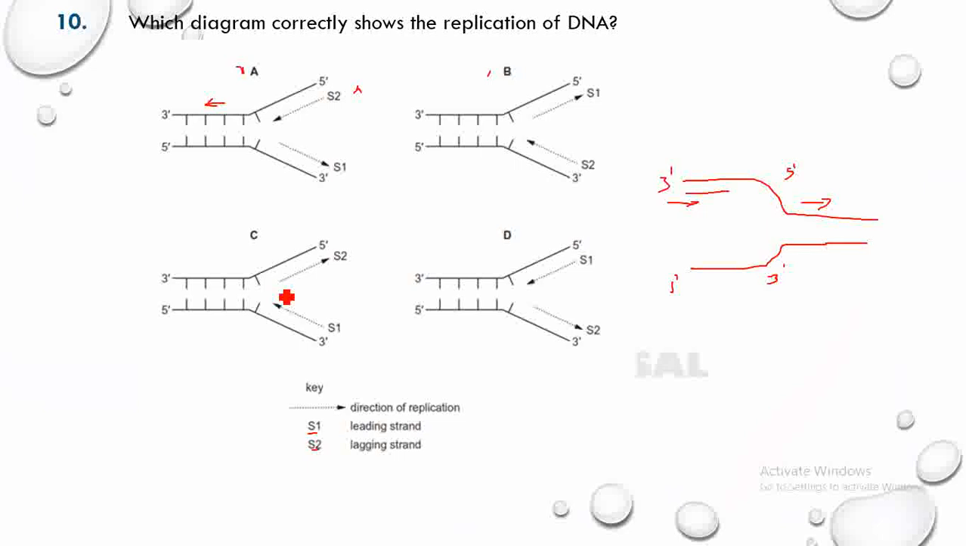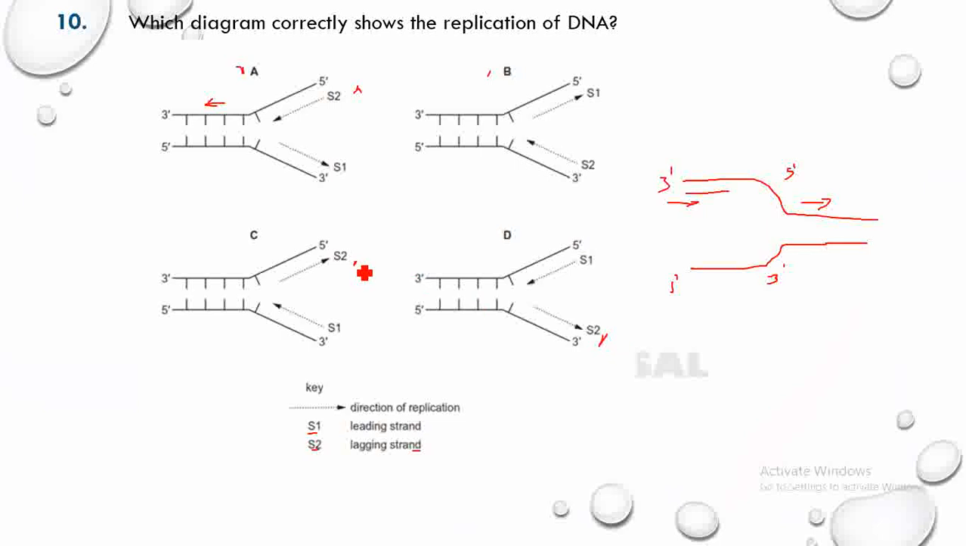You see that it is moving in this direction, and then this is moving. Of course, you check this one. This is also moving in the same direction, but in this case you see that this is moving in the opposite direction. So that's S2, the lagging strand. Is that okay? So this is the lagging strand. This is also the lagging strand.